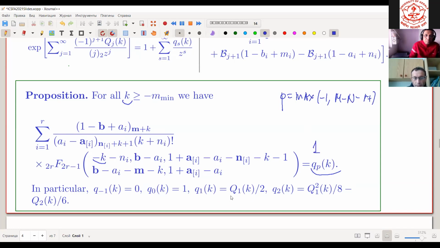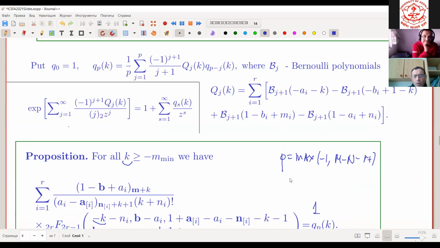Otherwise, we get a certain combination of Bernoulli polynomials. It's given in terms of this big Q, and this big Q has this explicit form, where Bj is the Bernoulli polynomial. Well, there is a recurrence relation, but actually all of this is simply the so-called exponential formula. So the small Q are coefficients in the power series expansion in terms of big Q.